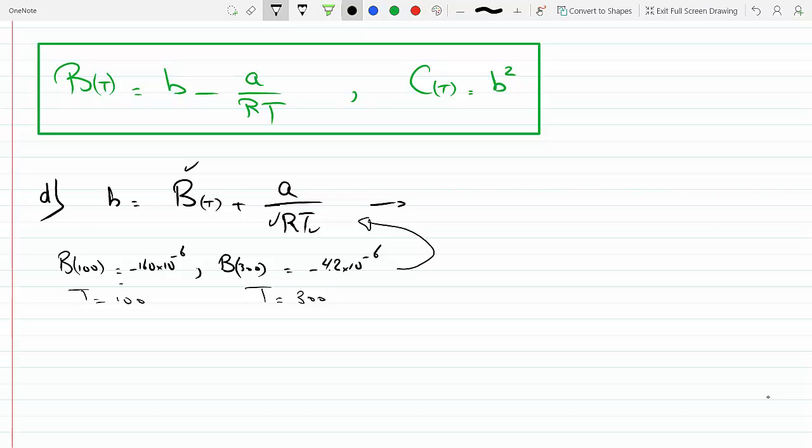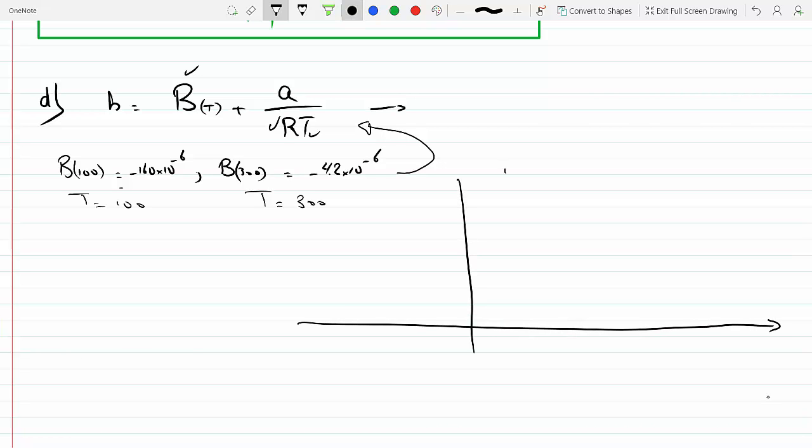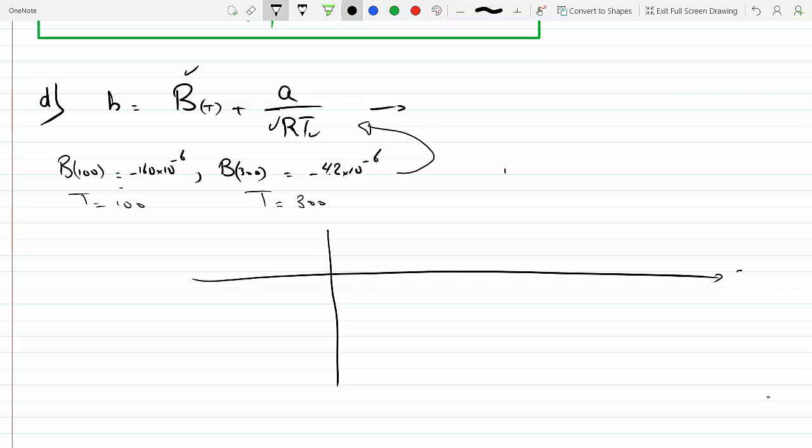I think I'm gonna skip this part, but I'm gonna show you how the graph looks like. So once you find your A and b, choosing A and b so as to match the data for nitrogen, then you could plot the graph, and it looks like this if you use Mathematica, your calculator, whatever software you need, for temperature and B of T. Let me bring this axis up a little bit. This is the temperature. This here is B of T. And the graph looks something like this.